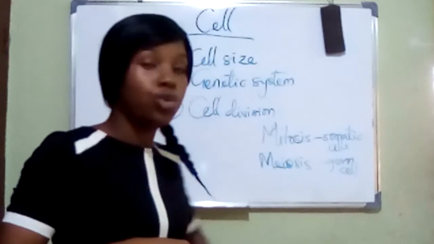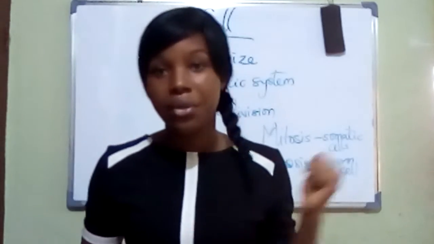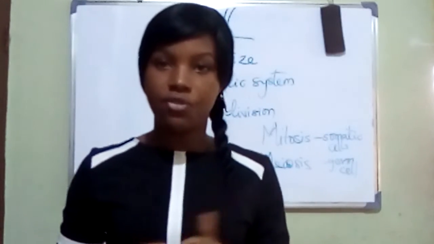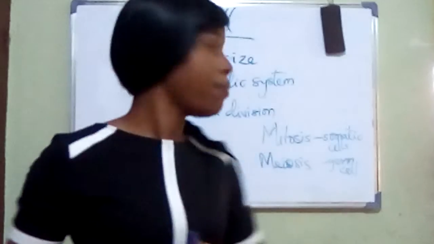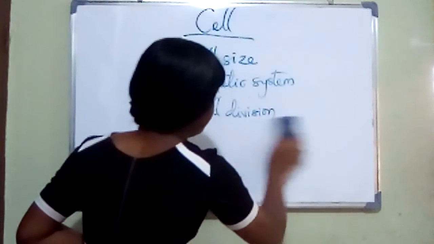In mitosis, two daughter cells are produced from one parent cell. But in meiosis, four daughter cells are produced from one parent cell. For instance, during the formation of sperm cells. Alright.